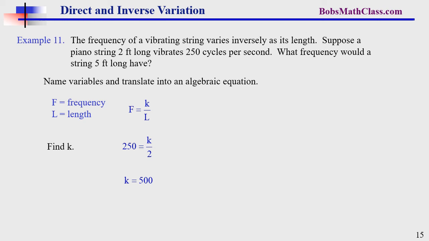Again, step 1, translate. Step 2, find K. Step 3, use K and any new numbers to answer the question. What frequency would a string 5 feet long have? Again, the new number is 5. Is that length or is that frequency? Right, that's length, 5 feet. That's how long something is. So we have our formula, F equals 500 over L. And this time just replace L with 5.